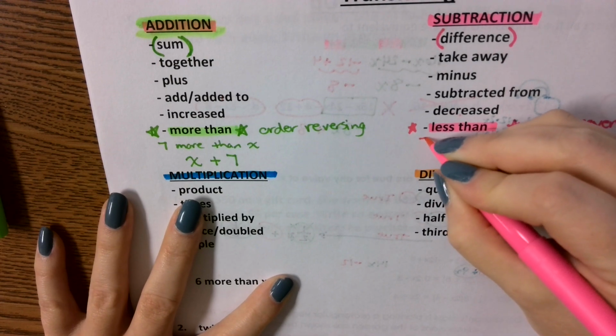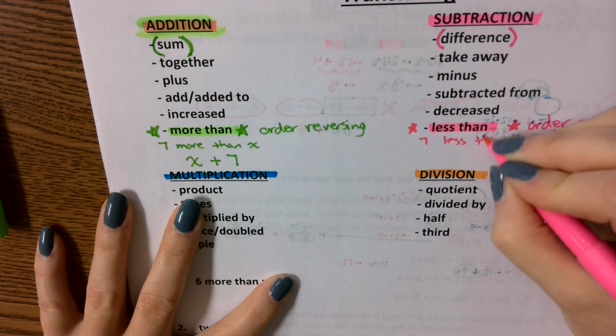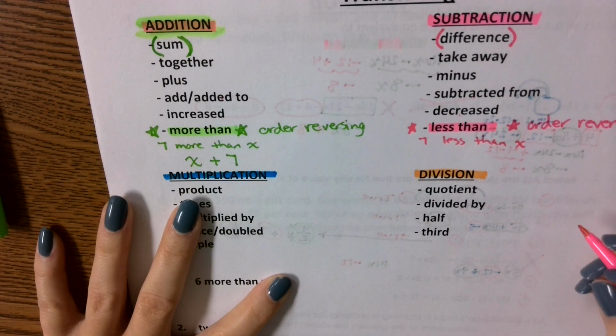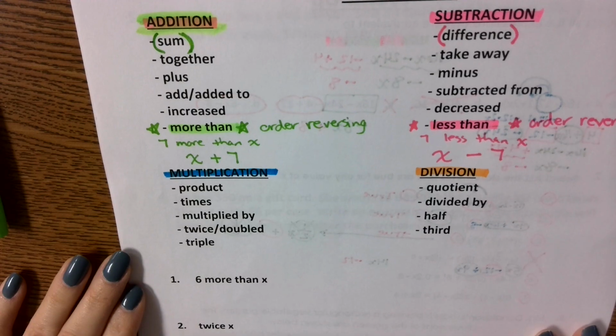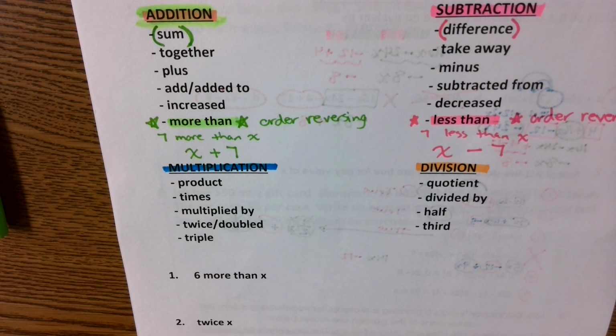So if we were to say 7 less than x, that means you have to write x minus 7. If you do not write x minus 7, it would be marked wrong. If you put 7 minus x, a different order, it would be marked wrong. If you don't write it in the correct order, you've got to be careful about that.